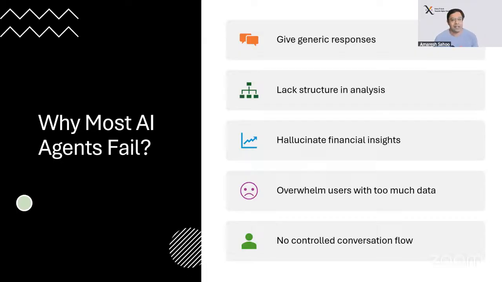Problems include that they give generic responses. Many a time we get generic responses and we feel, okay, fine, that's not working for us. It lacks structure in its analysis. Many a time it's not as per our desired structure. There is tons of hallucination when you are working with financial data or any other data, and hallucination in financial data is suicidal. We all know that. When we are taking decisions based on the analysis of AI agents, these things have to be taken care of.